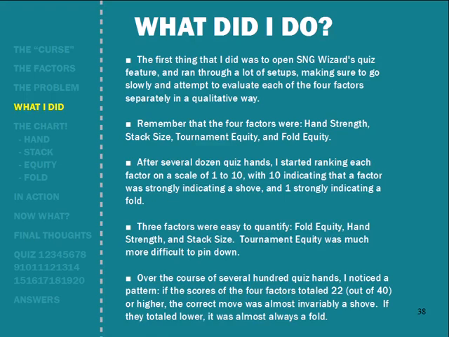So over the course of several hundred of these quiz hands, and it might have been over 1,000, because I'm a little slow in the uptake, I noticed a pattern. I would write down this was a 9, this is an 8, a 3, and a 2. You see a column of numbers, and you kind of naturally start to add it, or at least I do. And I noticed a pattern: if the scores of the 4 factors totaled 22 out of 40 or higher, the correct move was almost invariably a shove. And if they totaled lower, it was almost always a fold.